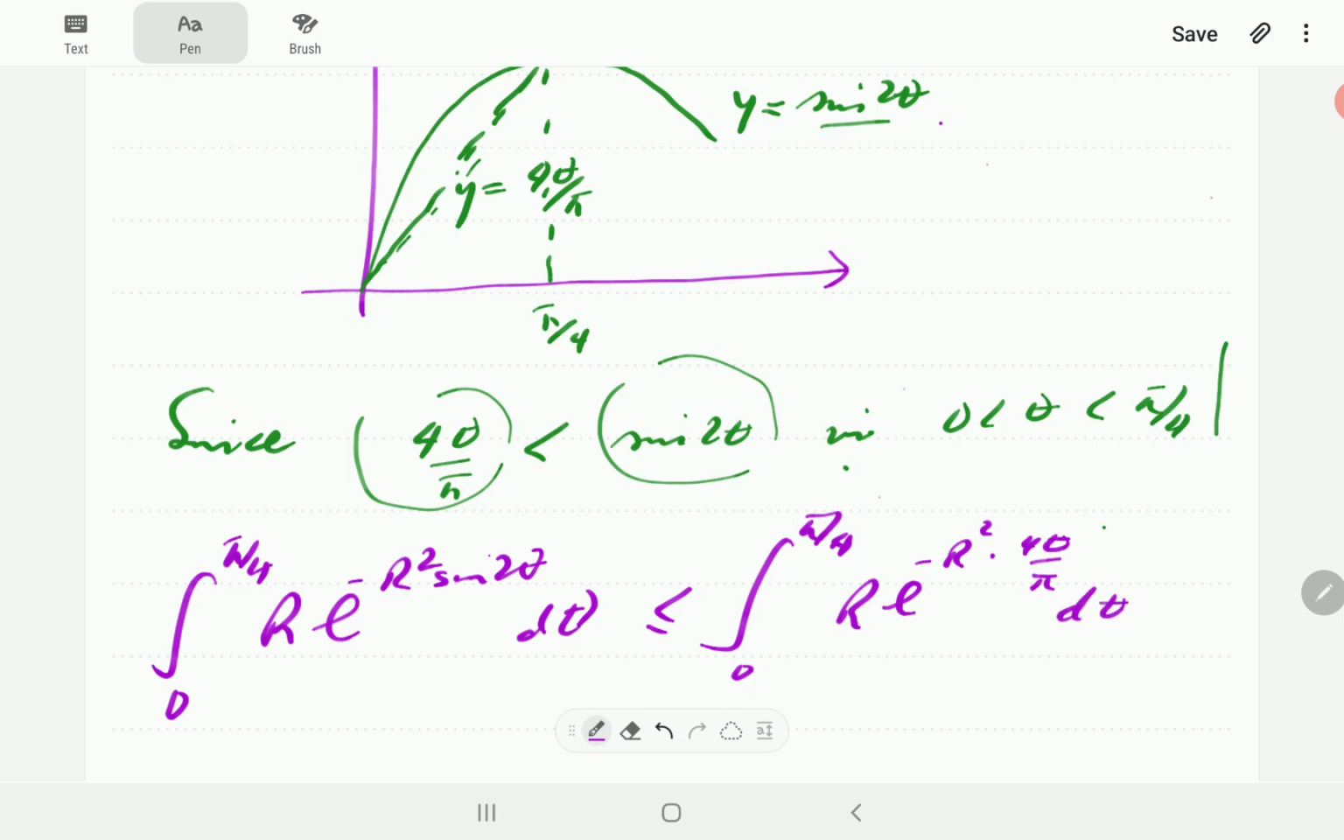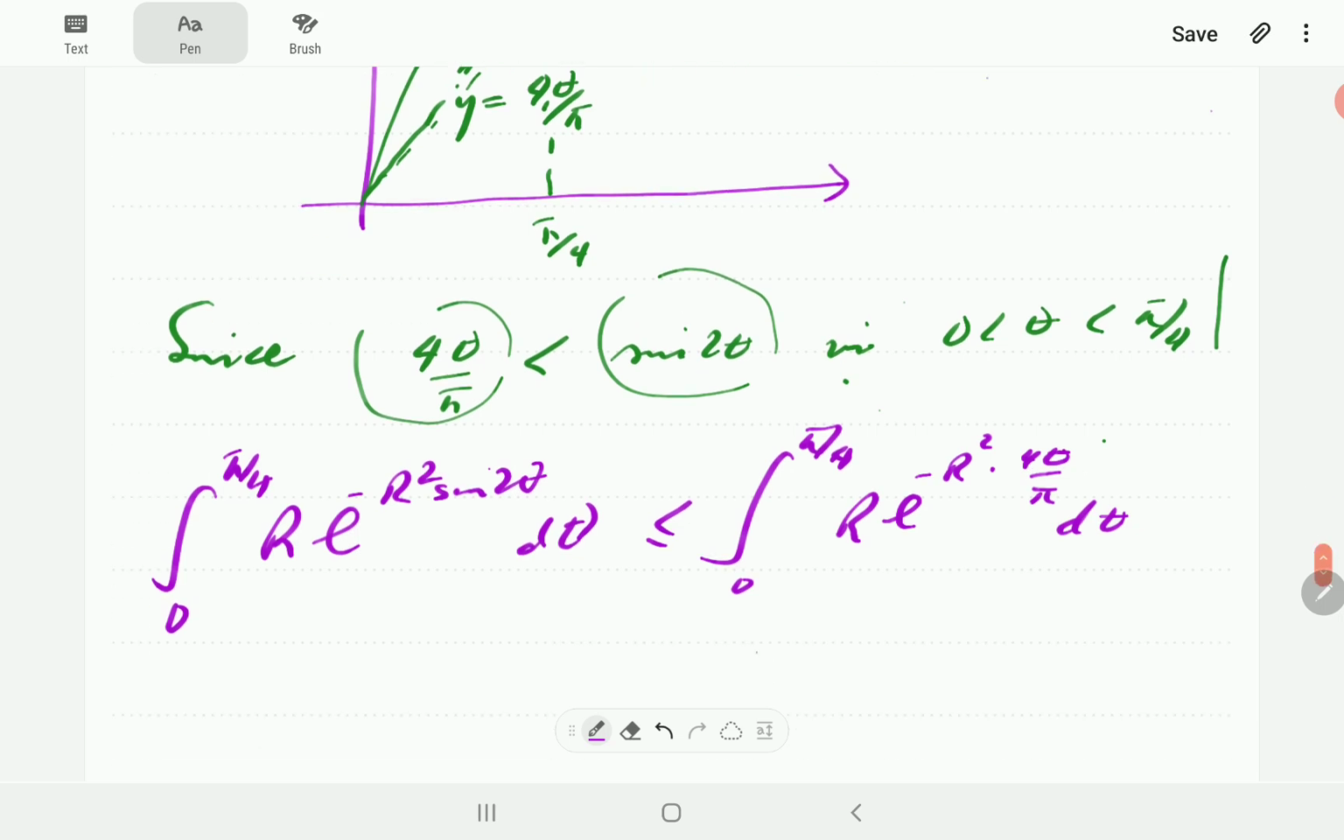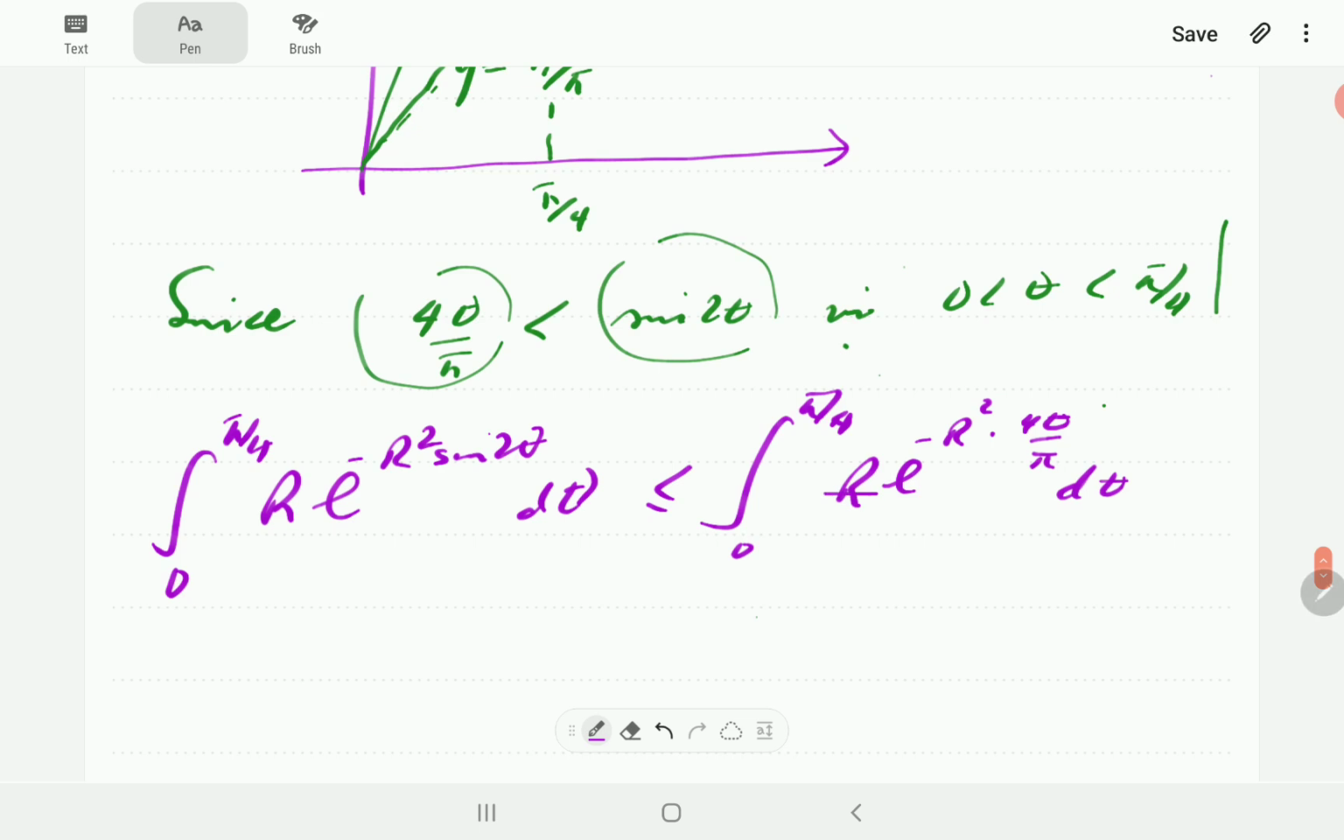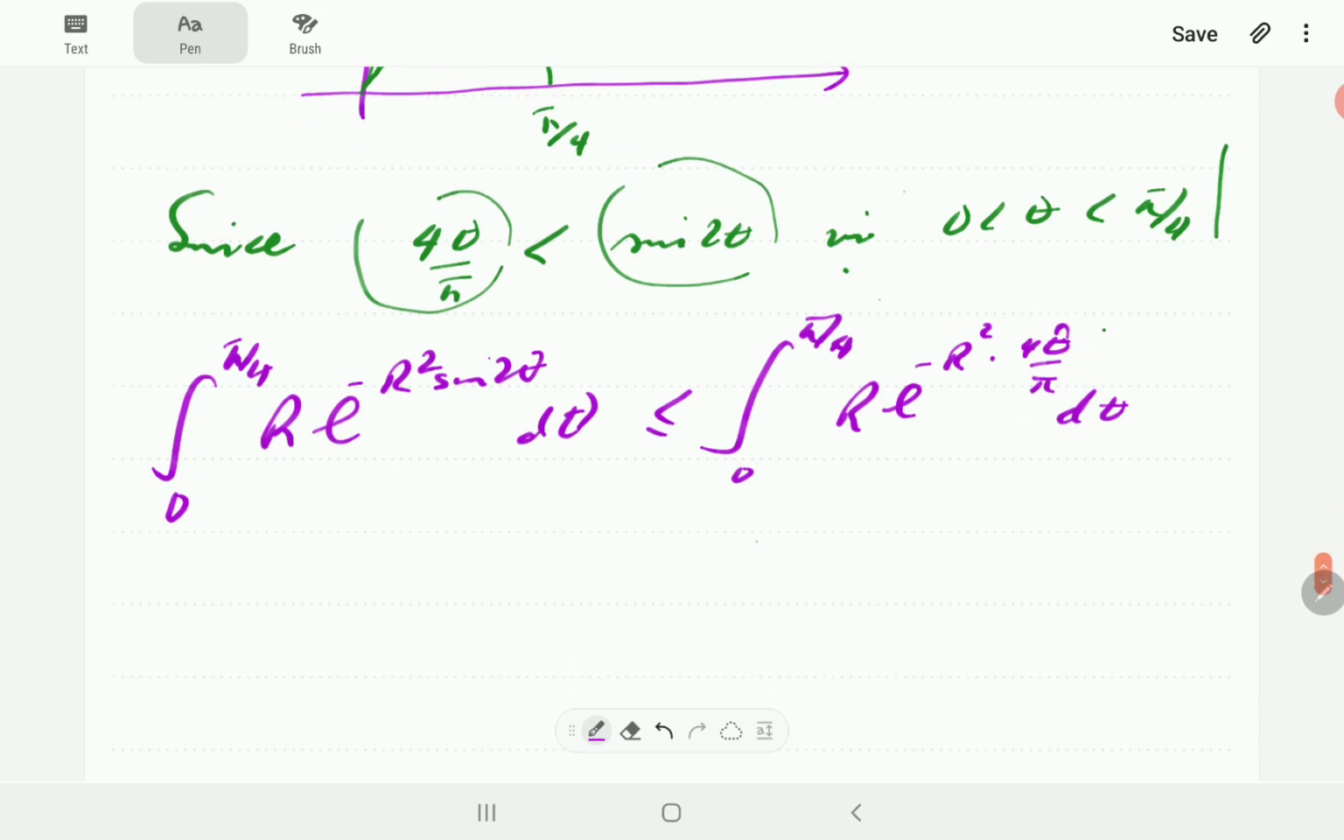So we're saying since this one is smaller than this one, then this integral is going to be bigger, because this is negative, we're dividing by a smaller value. Okay, and then of course, basically this function is bigger than this one. But this function we can integrate without a problem.